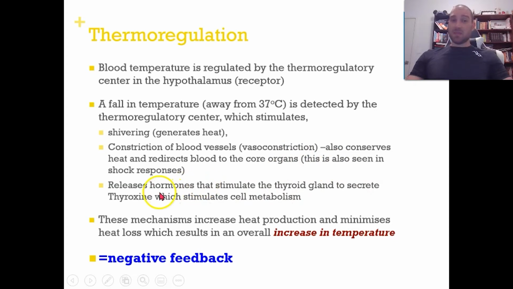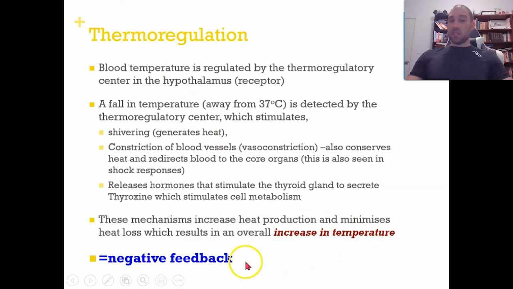The key bit in terms of thermoregulation that we're going to look at in this presentation, though, is the release of hormones that stimulate the thyroid gland to secrete thyroxine. And that stimulates cell metabolism. What that means is if you have high levels of thyroxine in your blood, you burn more sugar in your body cells. If you have low levels, you burn less. All of these systems work together to lead to an increase in your body's temperature.